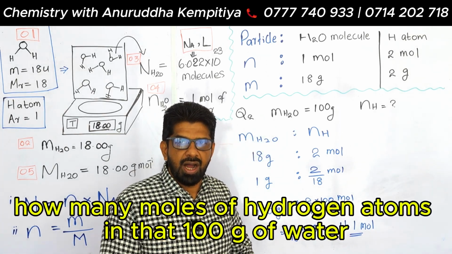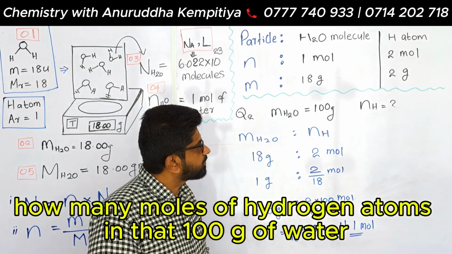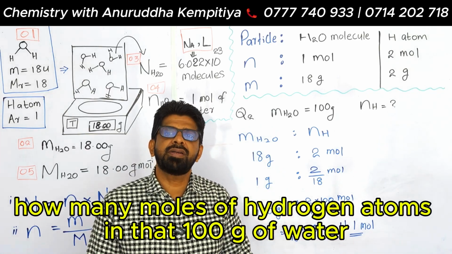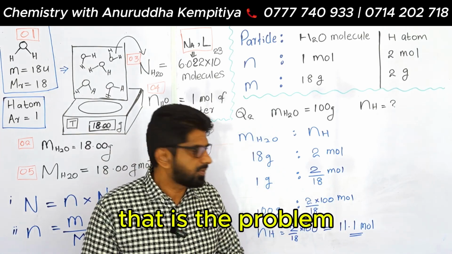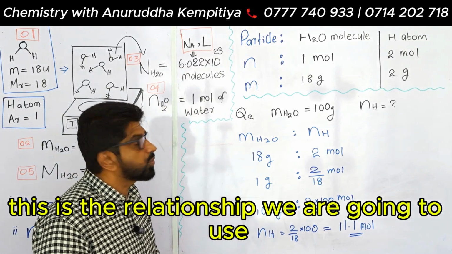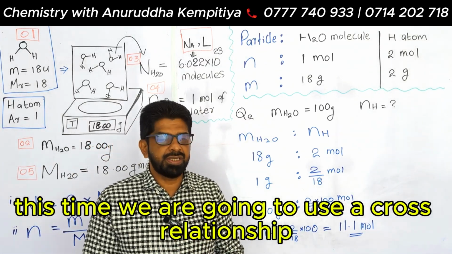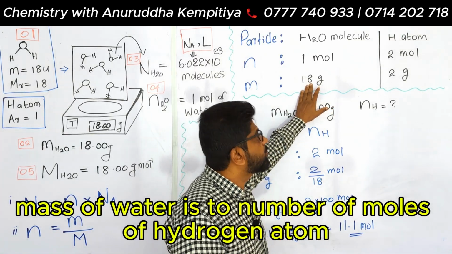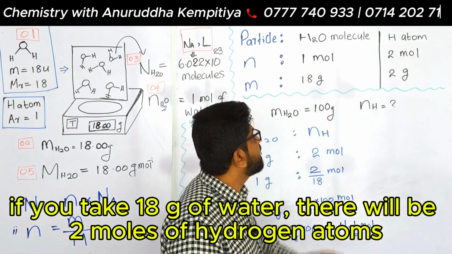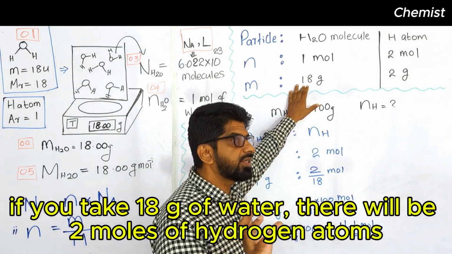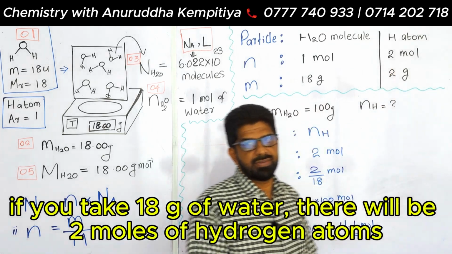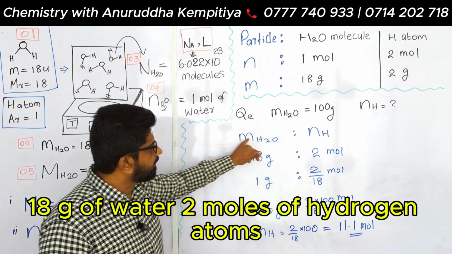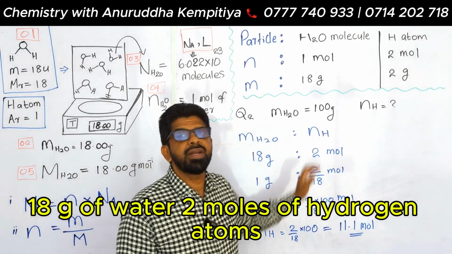So they are asking you to find how many moles of hydrogen atoms are in that 100 grams of water. That is the problem, right? This is the relationship we are going to use. This time we are going to use a cross relationship, mass of water to number of moles of hydrogen atom. If we take 18 grams of water, there will be 2 moles of hydrogen atoms. That is the relationship. So 18 grams of water, 2 moles of hydrogen atoms.